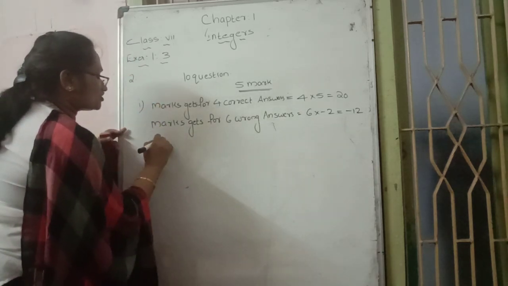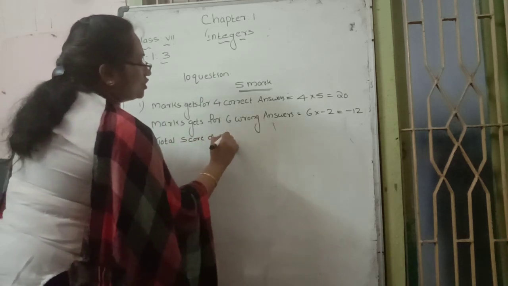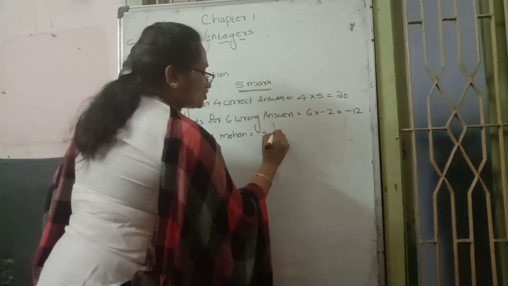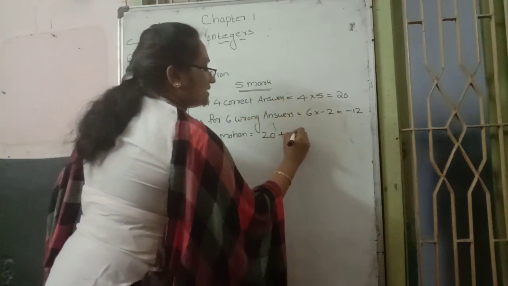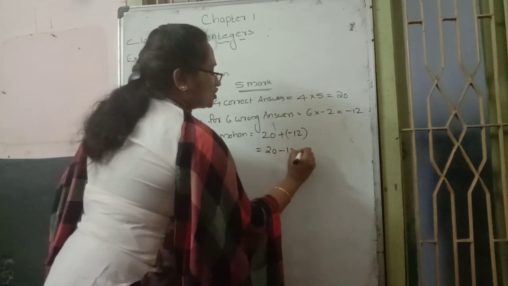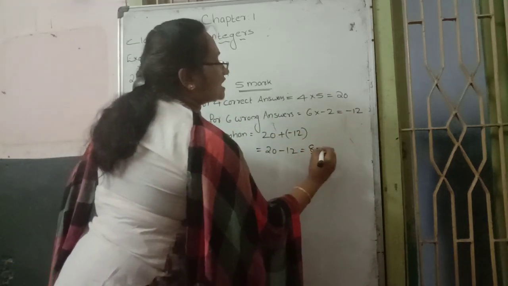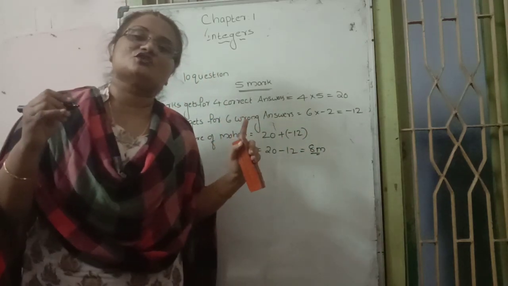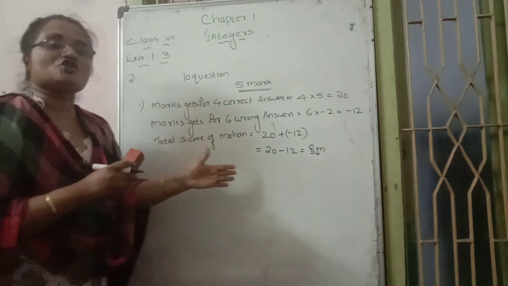Therefore the total score of Mohan is equal to the correct answer marks, that is 20, plus the wrong answers' marks, minus 12. So plus and minus changes to minus 12. How many marks did he get? 20 minus 12 comes to 8 marks only, not 20 marks, because negative marks are also there. That's why he got only 8 marks. That is the meaning of the first part.